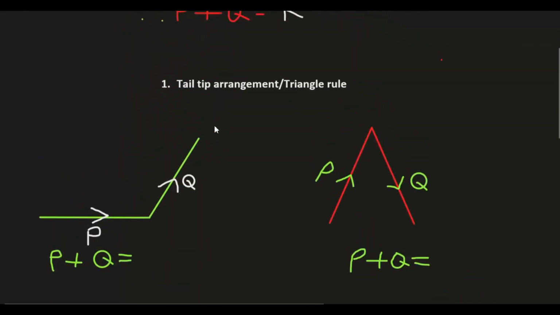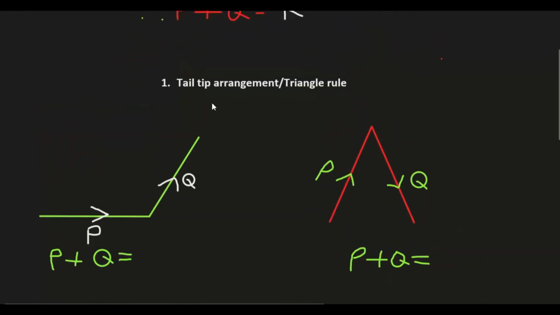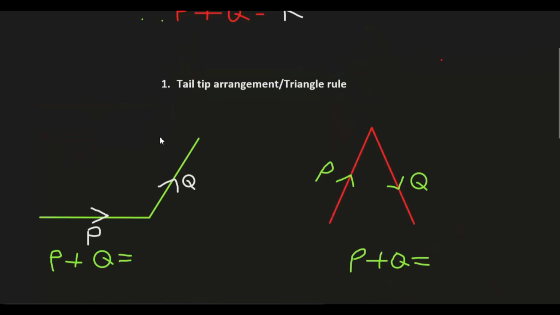Let's see another arrangement, that is tail-tip arrangement. So basically here we can see that we have two vectors, right? One has its tail here and its tip here. For example, for the vector P, this is the tip, but for vector Q, this is the tail. So it's a tail-tip arrangement, and if we are adding two vectors which are in a tail-tip arrangement, what do we need to do?